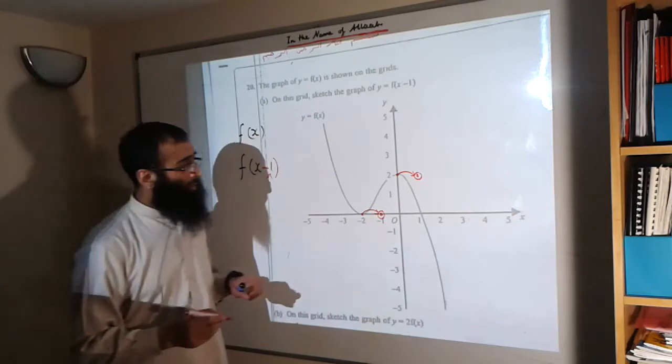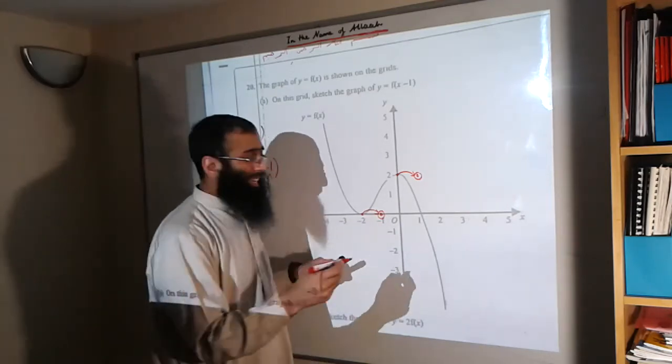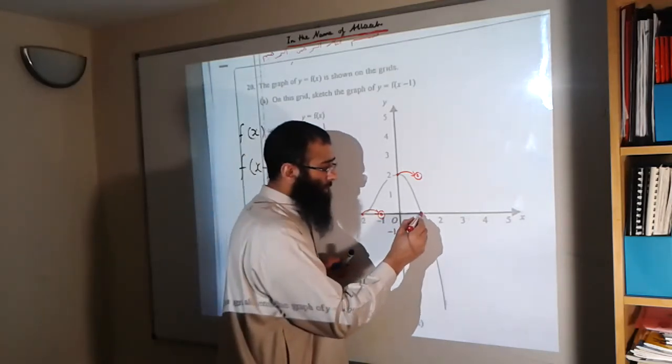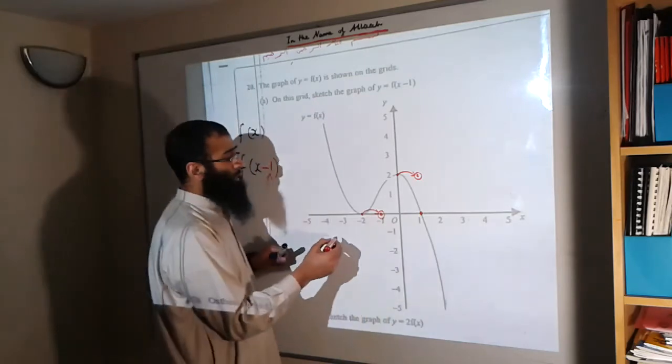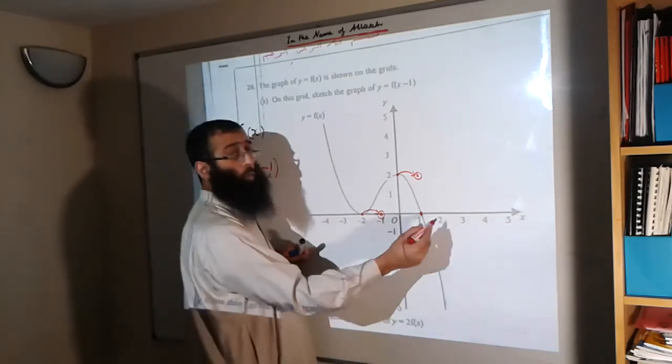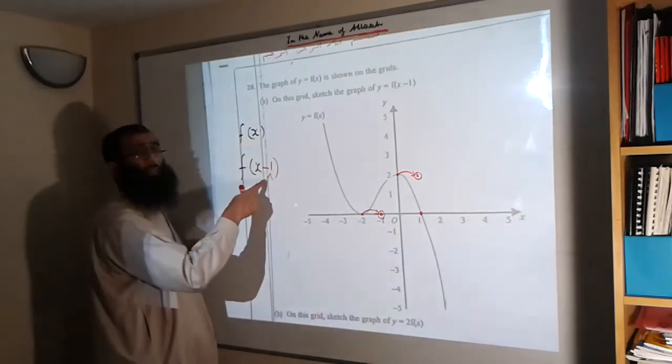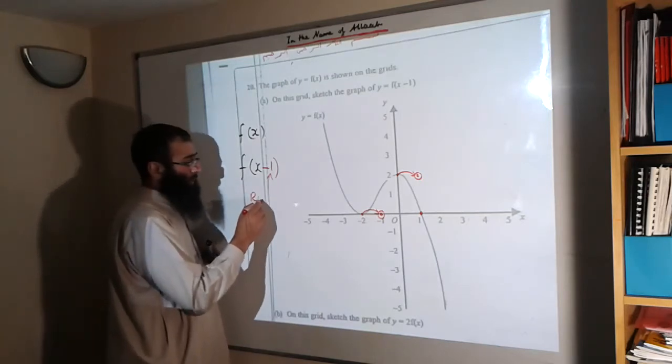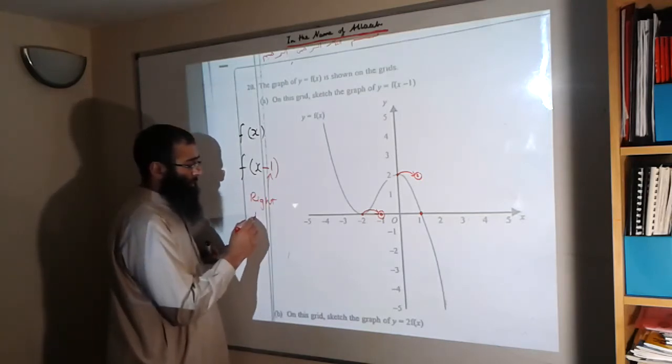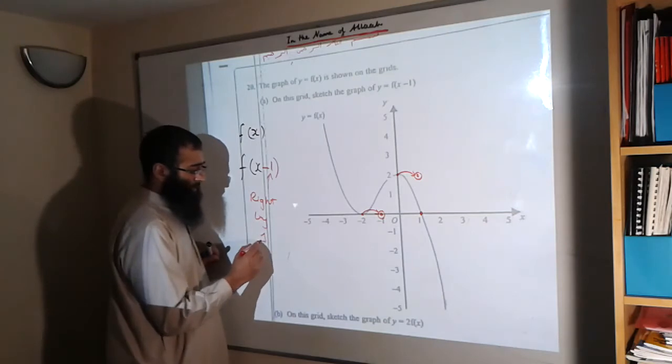So I'm going to plot these points. So what we're going to do, grab each major point on the original function and move it across by 1 to the right. So minus 1 means move everything to the right by 1.